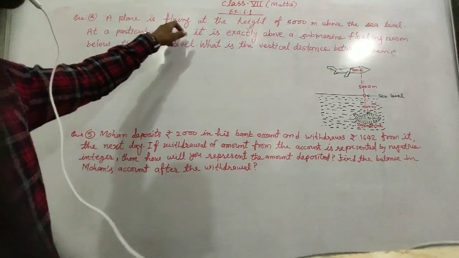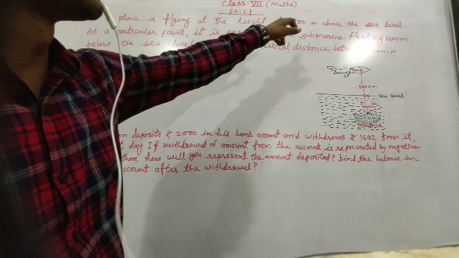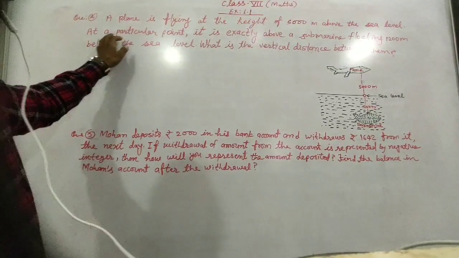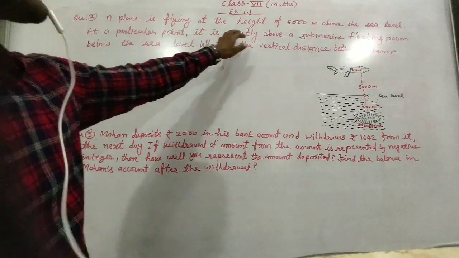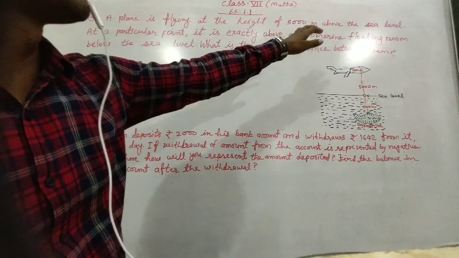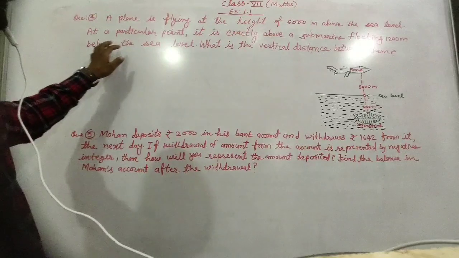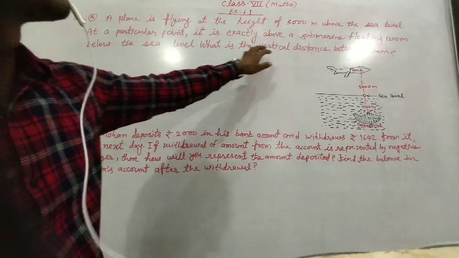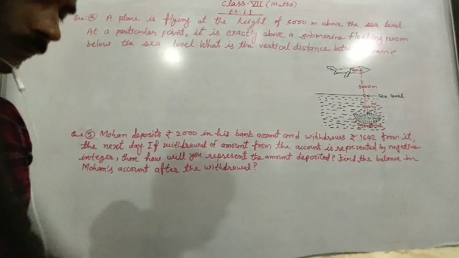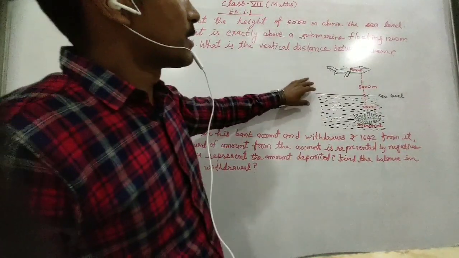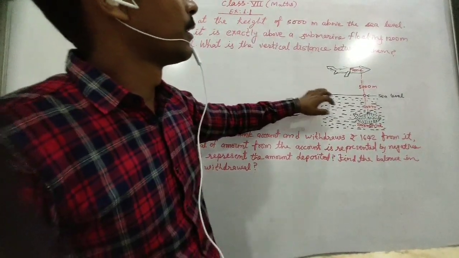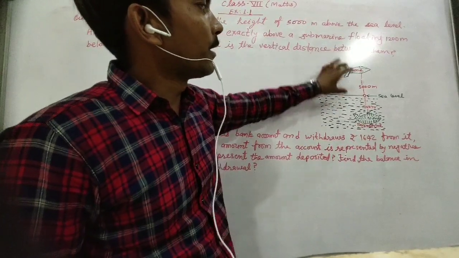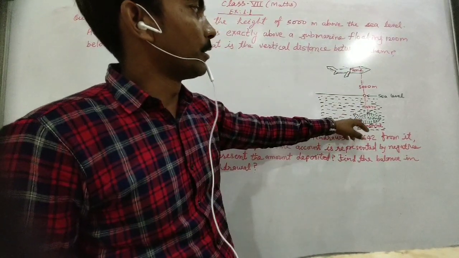A plane is flying at the height of 500 meters above the sea level. At a particular point, it is exactly above a submarine floating 1200 meters below the sea level. What is the vertical distance between them? In this diagram, this is the sea level, this is a plane and this is a submarine.